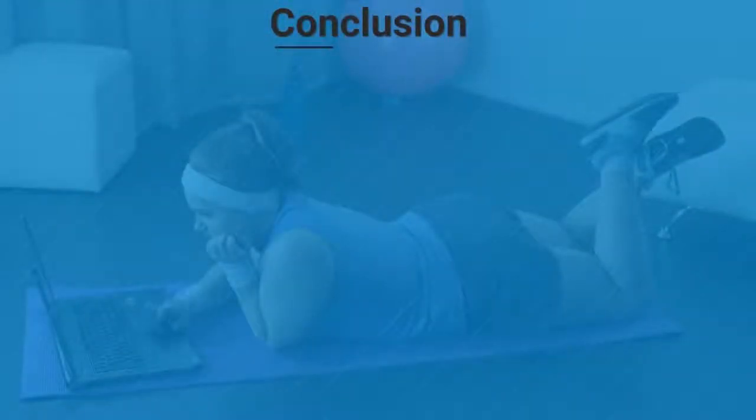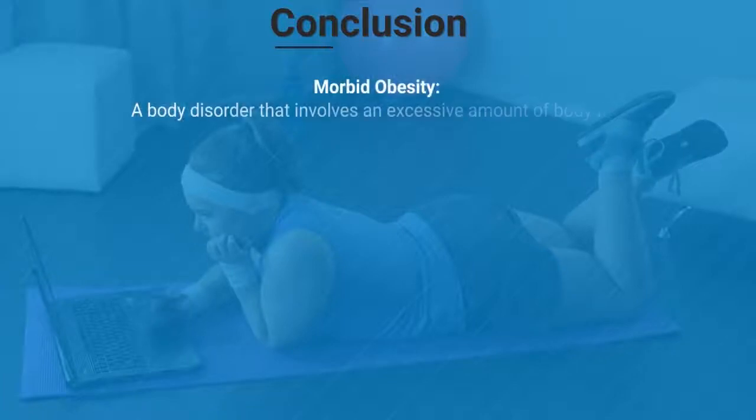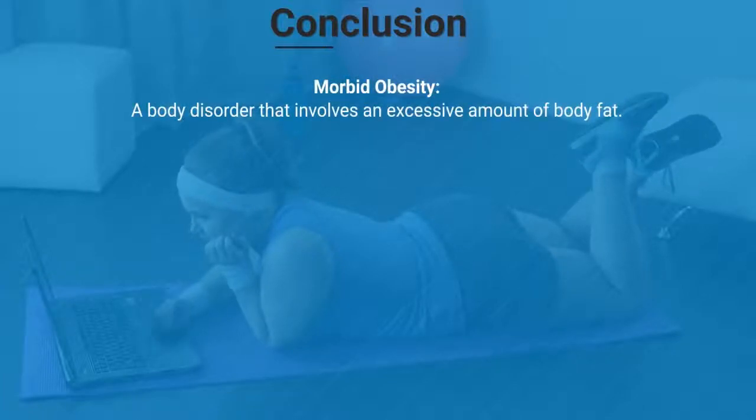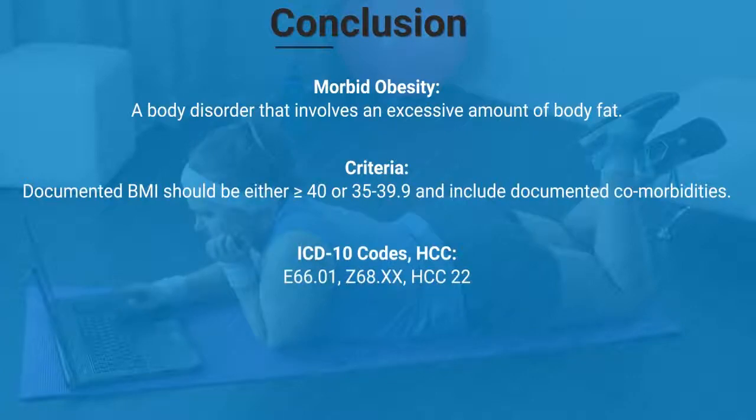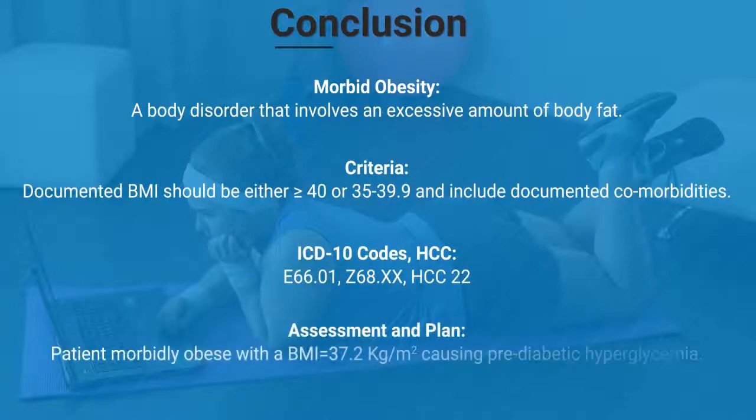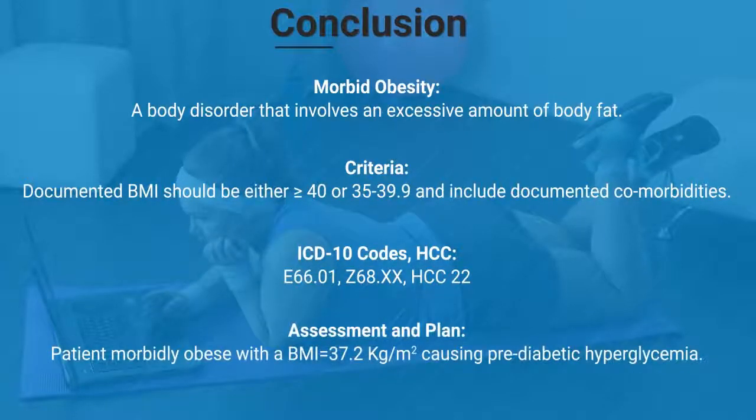We have reached the end of our short refresher course on morbid obesity. We gave you a short introduction to the disease, reviewed the criteria for the documentation of obesity, identified the specific codes and HCC category pertaining to it, and finally discussed the assessment and plan for the diagnosis of morbid obesity.